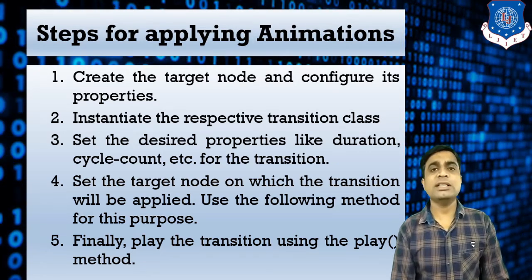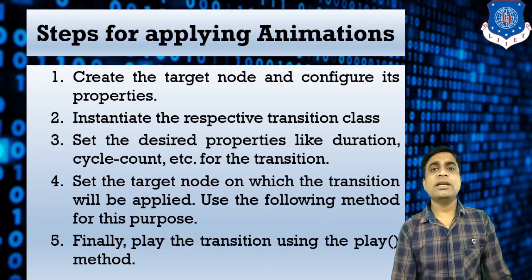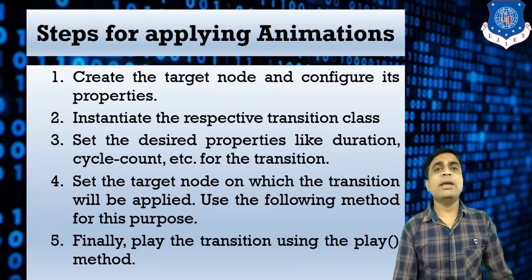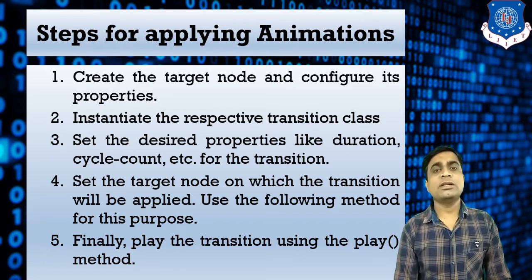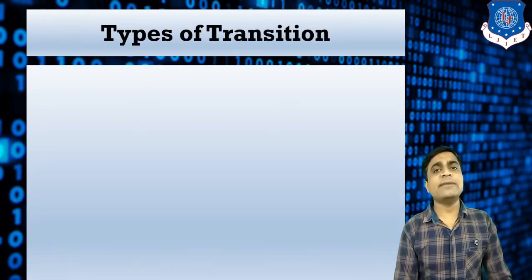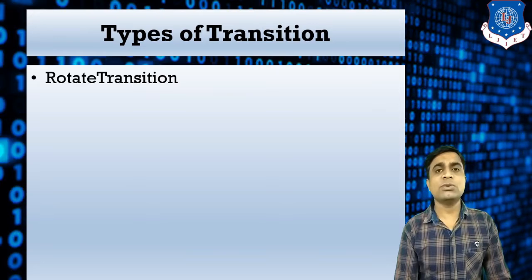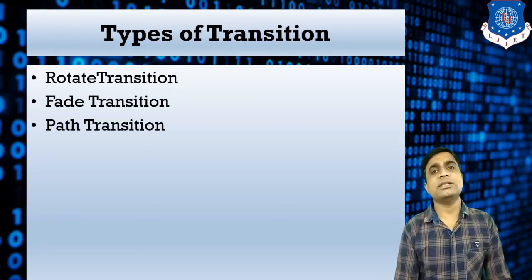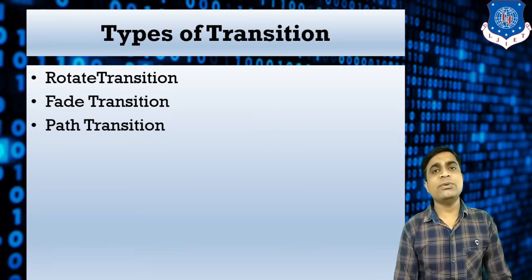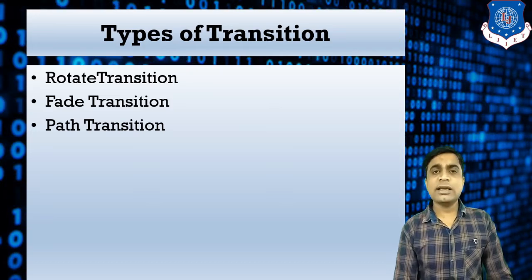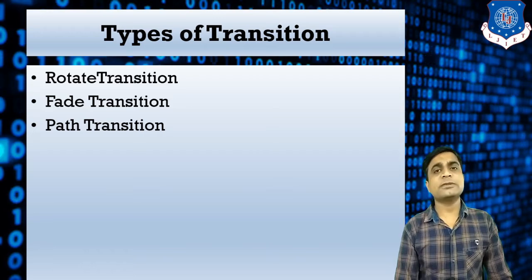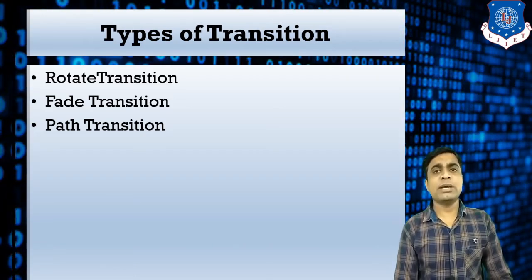So here one method is used, play. Whenever you call the play method, whatever transition and properties you have set in your animation will be applied to this specific object. Now let's discuss the different types of transition. In this video I am explaining only three types: rotate transition, fade transition and path transition. I will show these three with live examples. There are many more animation types, but in this video I am explaining just three. So let's start the programming.